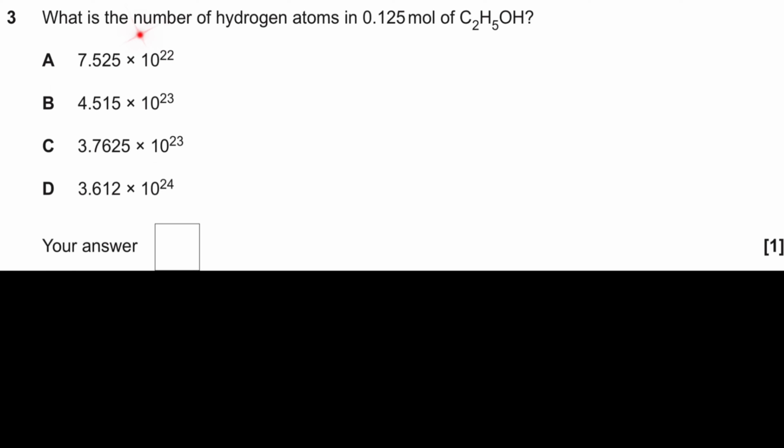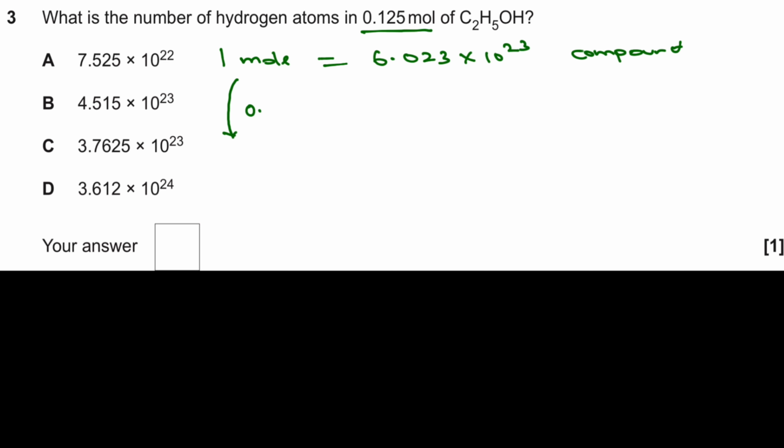Question 3. What is the number of hydrogen atoms in 0.125 mole of C2H5OH? That's ethanol. In 1 mole of ethanol, how many hydrogen atoms are there? In 1 mole, we have 6.023 times 10 to the power 23 molecules. But we don't have 1 mole, we've got 0.125 mole. So we have to multiply that by 0.125 mole.